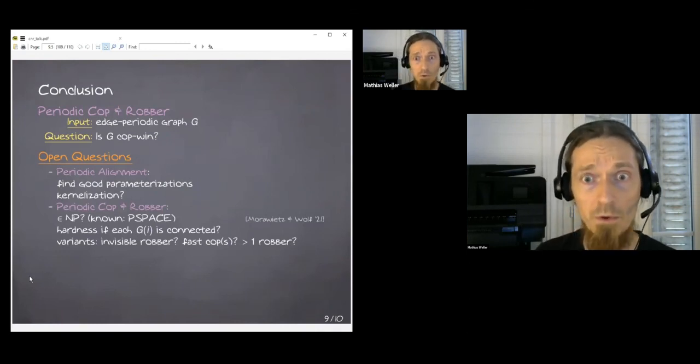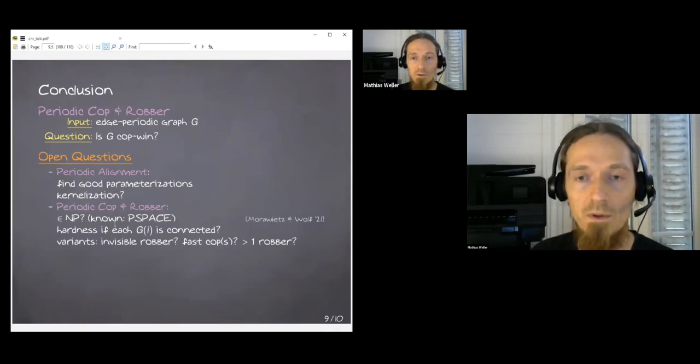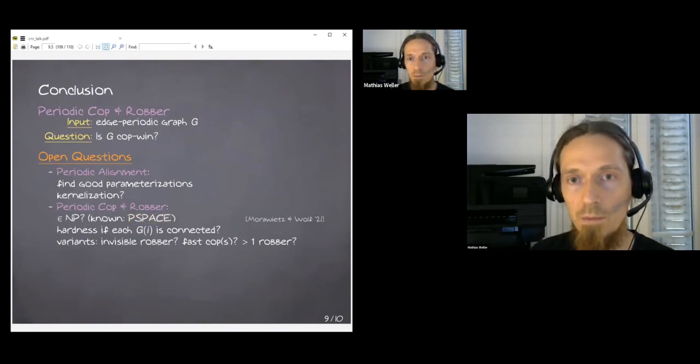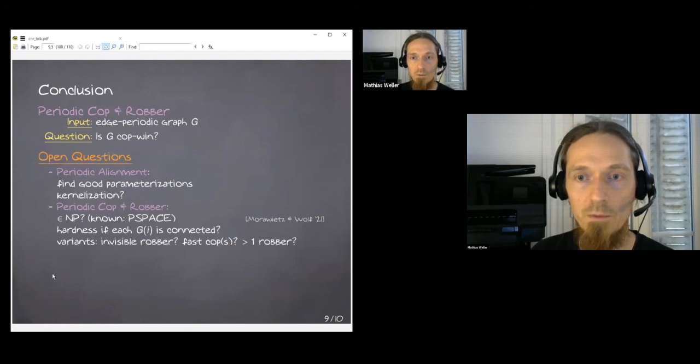Also, the question is open whether it's in NP. It has now been shown that it is actually in PSPACE, but we don't know about containment in NP. This one is pretty easy for the containment in NP. And of course, the usual problems for variants where you have different types of robber speeds and so forth.